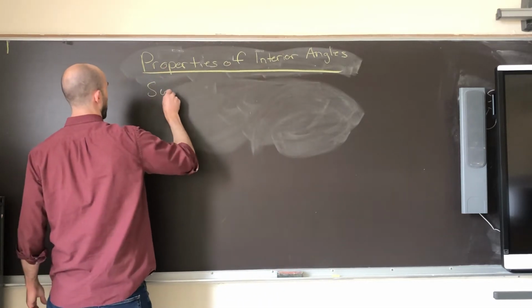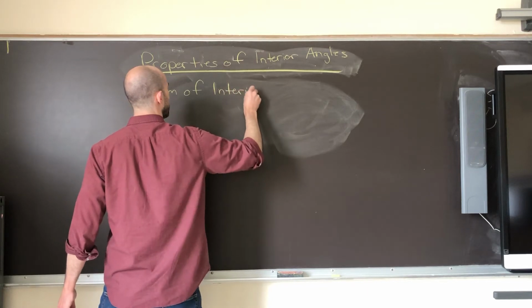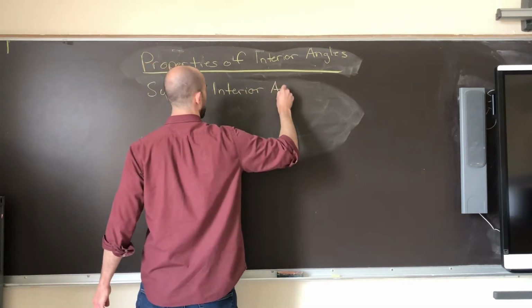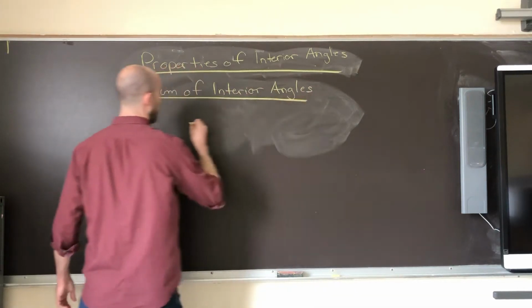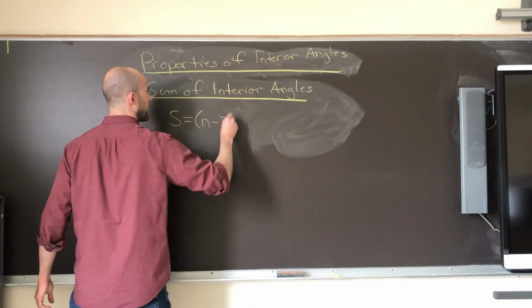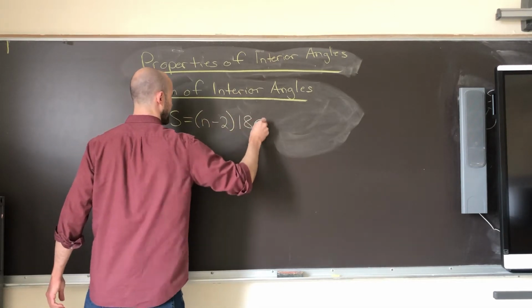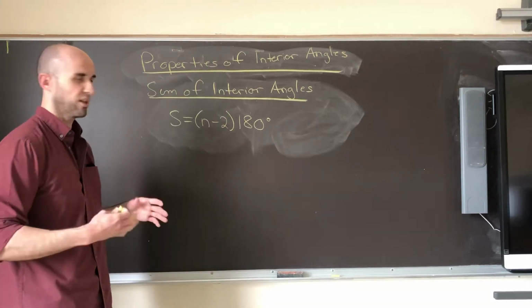And it's literally called that, right? Sum of interior angles. In order to figure out what all the interior angles add up to, we apply this formula, right? And what this formula is, it's S equals n minus 2 times 180 degrees, right? And I'm going to explain what this formula actually represents and what it shows, right?